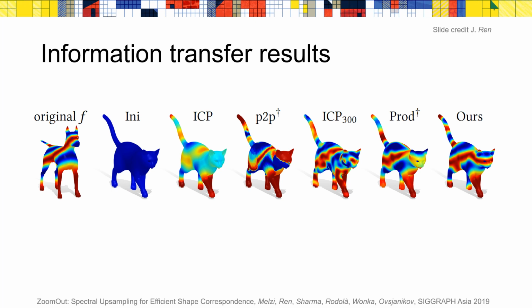Then we have the transfer obtained using the method that we described in the previous part that we presented. And finally, the zoom out technique that is able to transfer in a meaningful way the signal from the dog to the cat, recovering a lot of high frequency details that were lost by the other techniques.